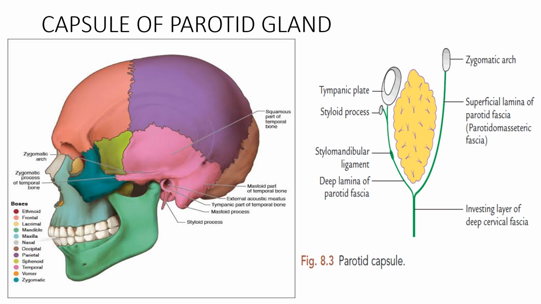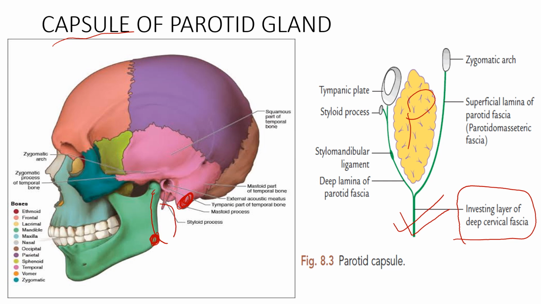In this slide, we are going to discuss the capsule of the parotid gland. Now we can see here, this is our parotid gland. What actually happens is the investing layer of the deep cervical fascia, once it approaches the angle of the mandible and the mastoid process, splits into 2 layers. One is the superficial layer, another is the deep layer. The superficial layer is attached to the zygomatic arch. What happens to the deep layer? It will be attached to the styloid process, what you are seeing here. So in this diagram, you can appreciate the investing layer of the deep cervical fascia splitting into the superficial lamina attaching to the zygomatic arch, whereas the deep lamina is attached to the styloid process.